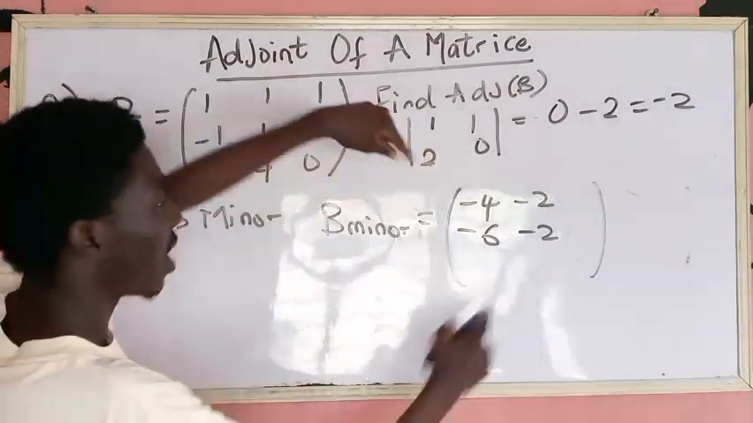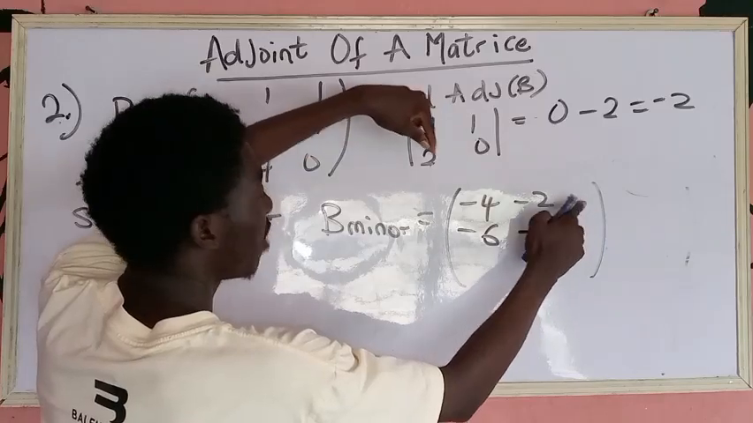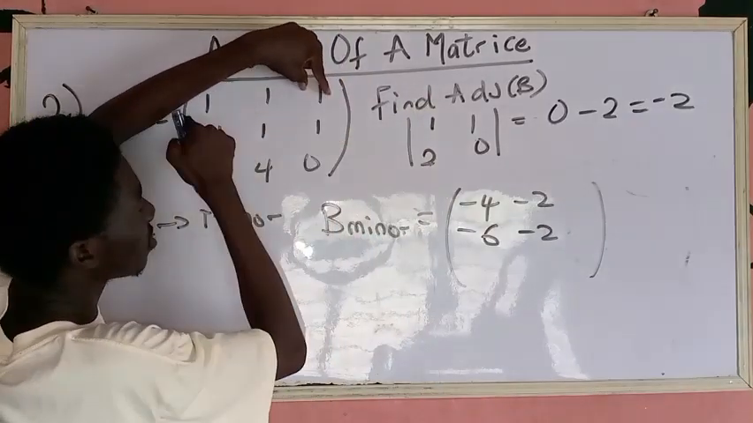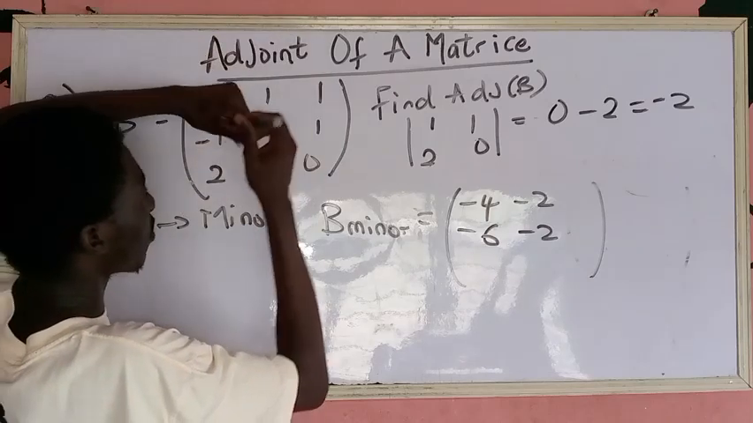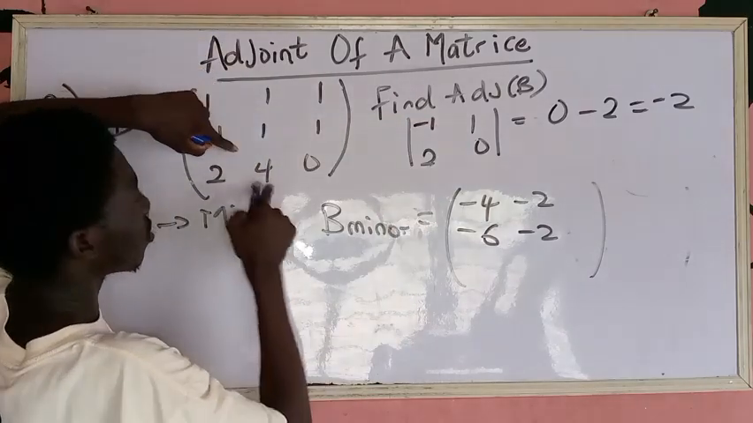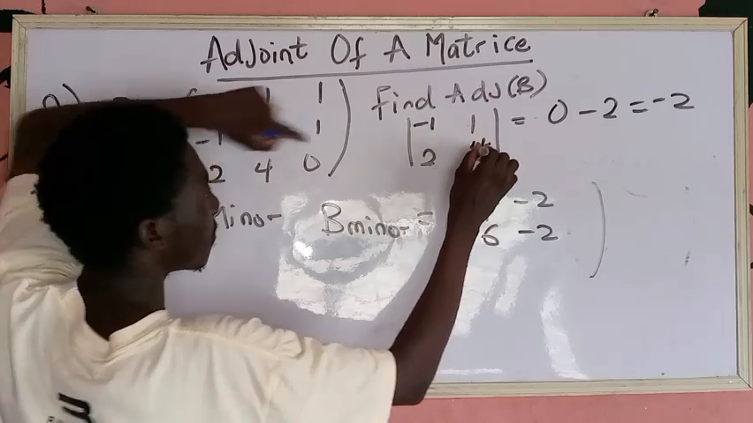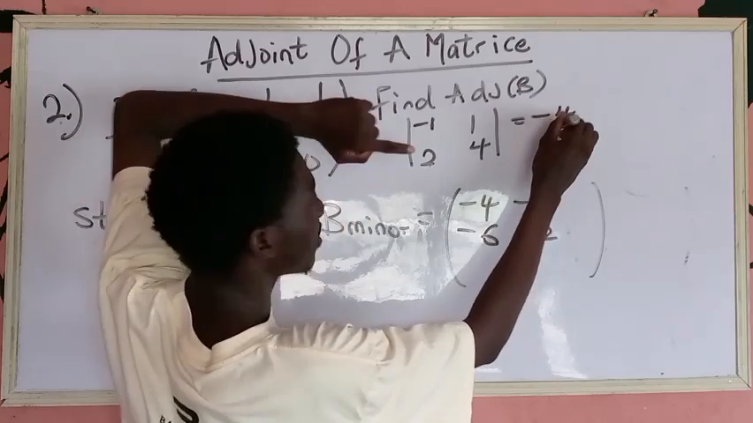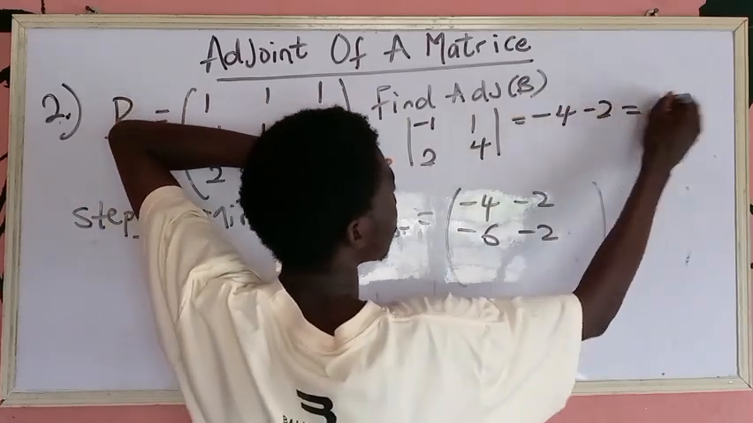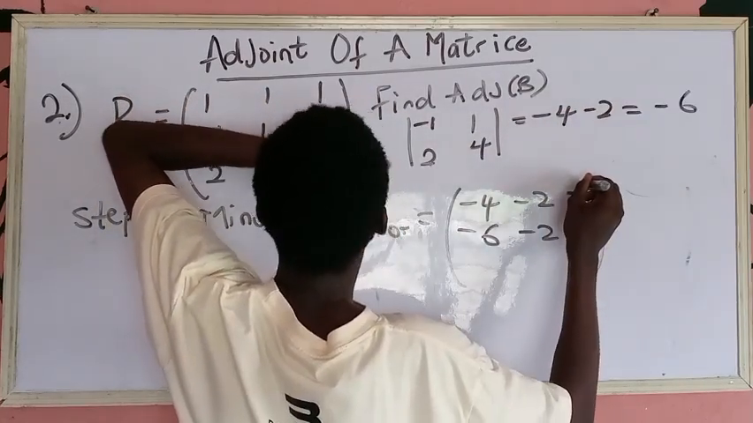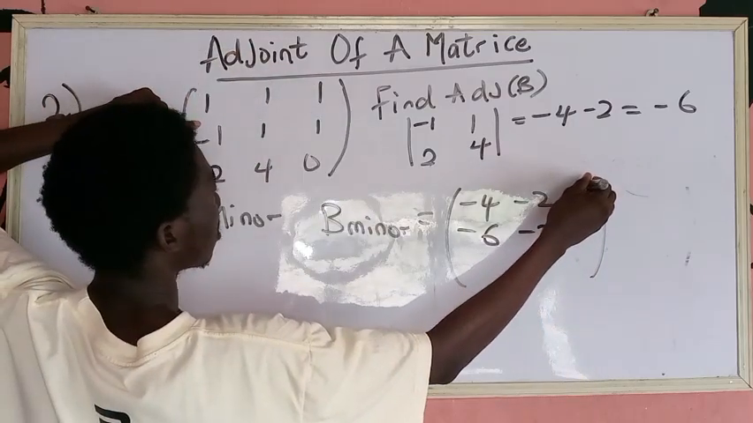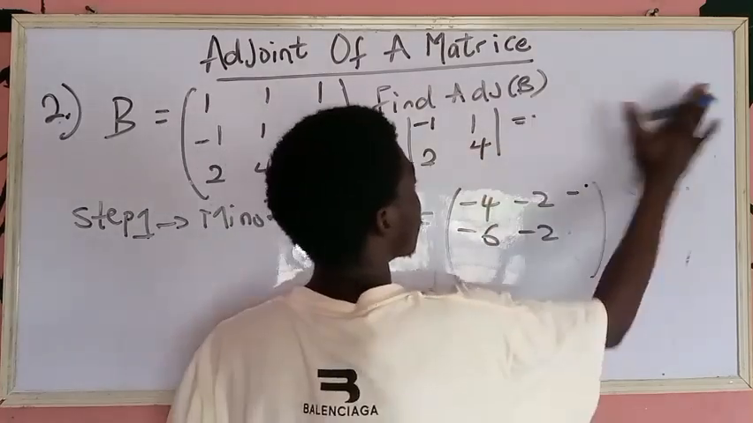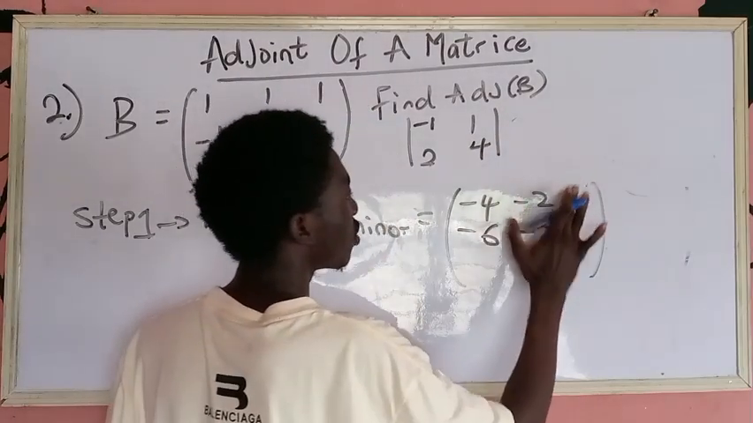I made a mistake. I did not do the element of this. So for this 1, block out this column, block out this row. -1 and 1, 2 and 4. So you have -4 and -2, -6. So there is a -6. Oh, I made a mistake. Here should be -6.